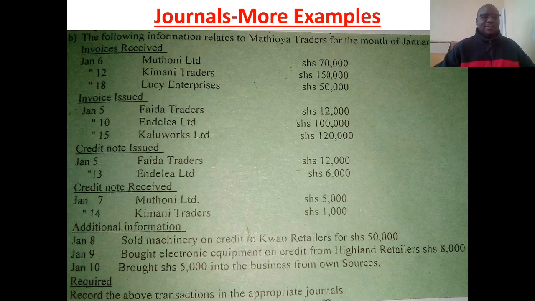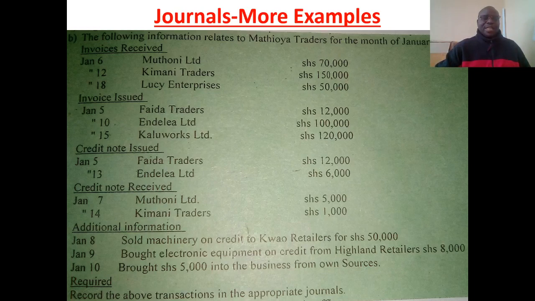Invoices received on 6th January, 12th and 18th from Mudhoni Limited, Kimani Traders and Lucy Enterprises, 70,000, 150,000 and 50,000 respectively. He is receiving invoices from Madhya, yeah? He's receiving invoices from Mudhoni, Kimani and Lucy, because he had bought goods on credit and the invoices are demanding for payment.